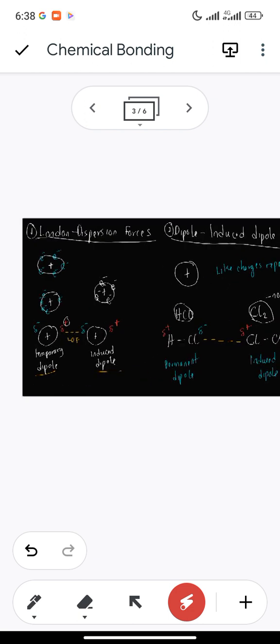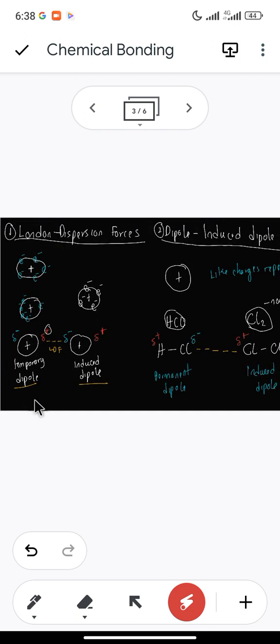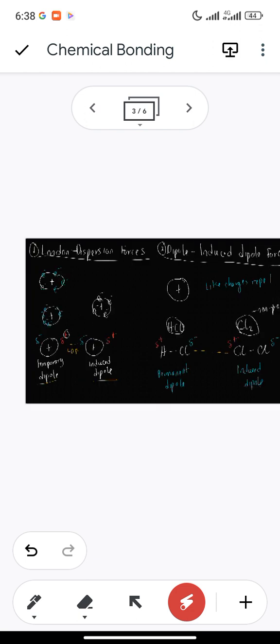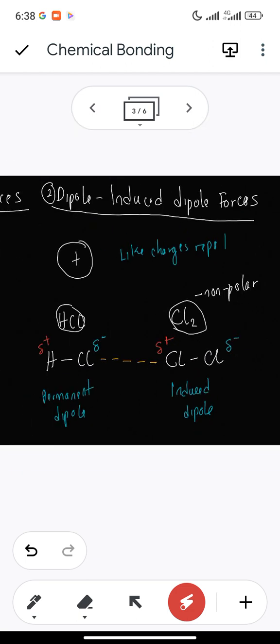So we talked about the dipole-induced dipole forces, which occur between a permanent dipole and an induced dipole. The difference between the two is that the London dispersion force occurs between a temporary dipole and an induced dipole, while this one occurs between a permanent dipole and an induced dipole.